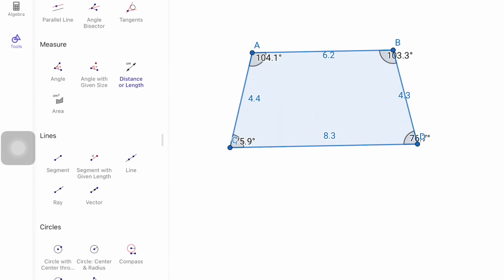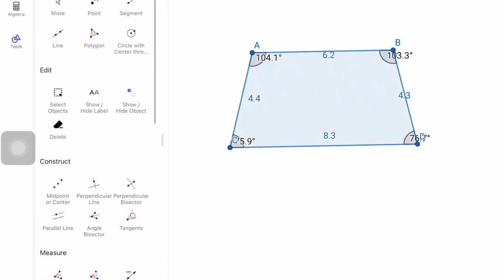Okay, now that's the trapezoid. It looks to me like none of the angles are equal, and none of the side lengths are equal. They don't have to be. They can be, but they don't have to be. I saw a question one time that said, can a trapezoid have a right angle? So we're going to figure that out right now.